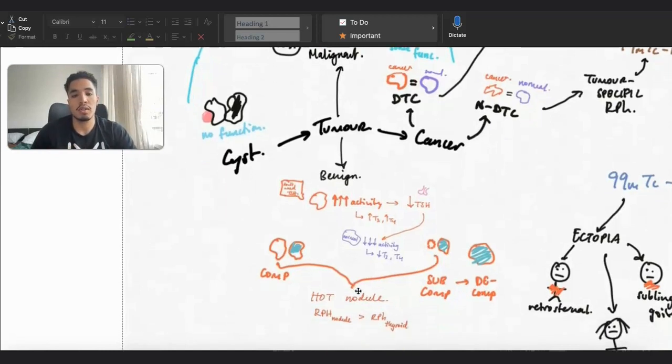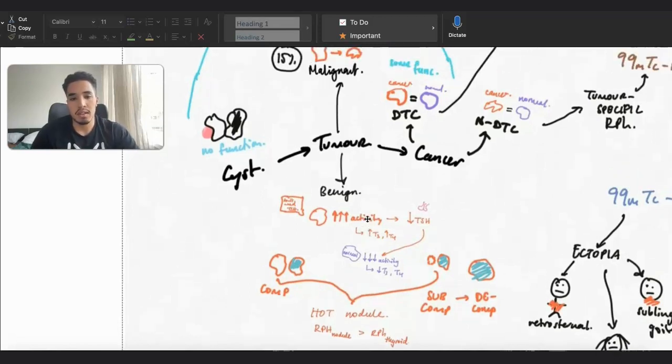You get hot spots. So the uptake is way higher in that specific tissue compared to the rest. And it's things like benign cancer where, for example, the benign cancer tumor cells have increased activity. So they produce lots of T3, T4, and in response, you get less TSH because the TSH doesn't want to regulate everything, and it doesn't want too much T3, T4.